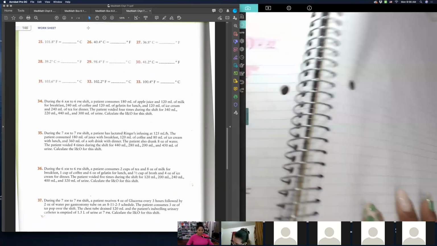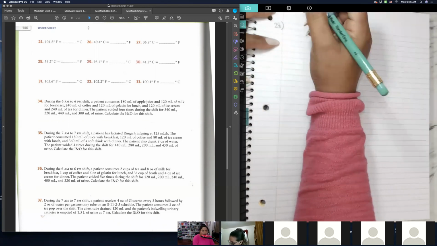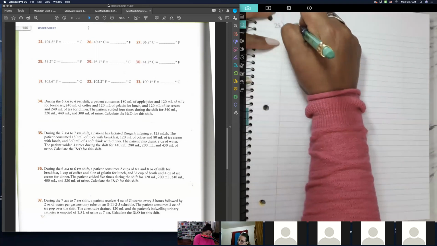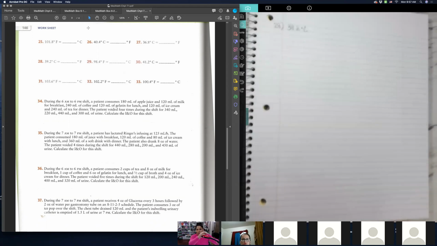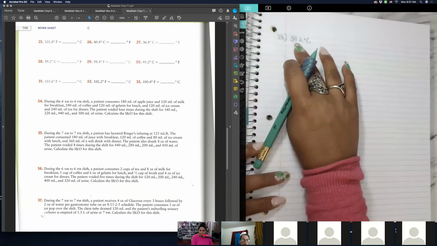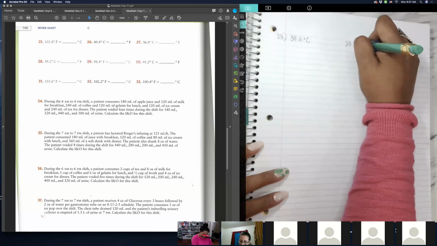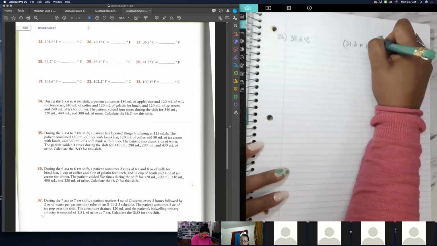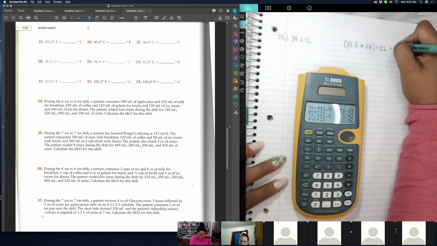All right, so then number 28 is asking us to convert 39.2 degrees Celsius. Sorry, the camera's trying to figure out where it's at. Okay. So again, to convert from Celsius to Fahrenheit, we take our 39.2, we multiply it by 1.8, and then add 32. So 39.2 times 1.8, and then add 32. That's going to give me, rounded to the tenth place, 102.6 degrees Fahrenheit.